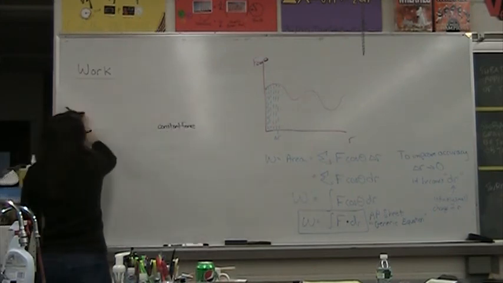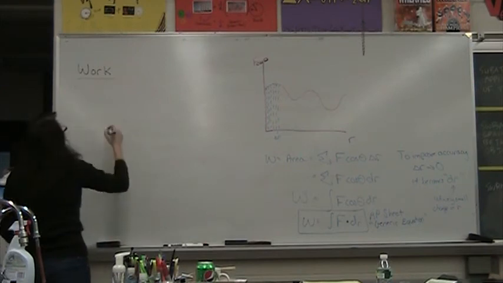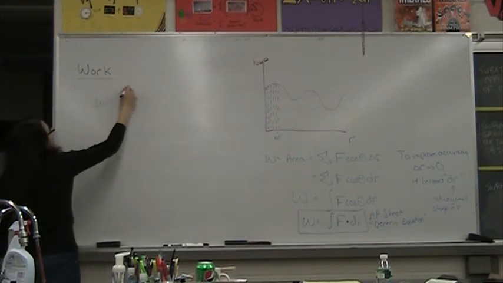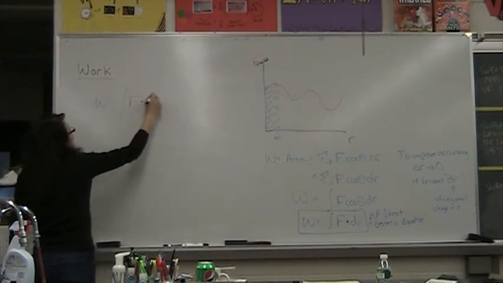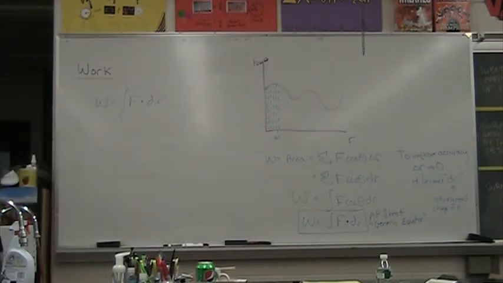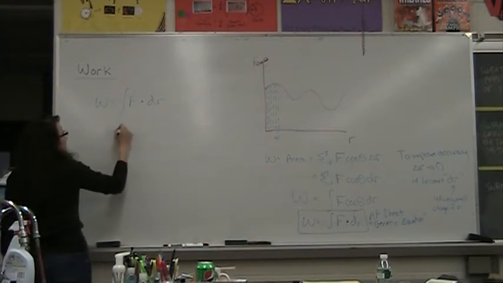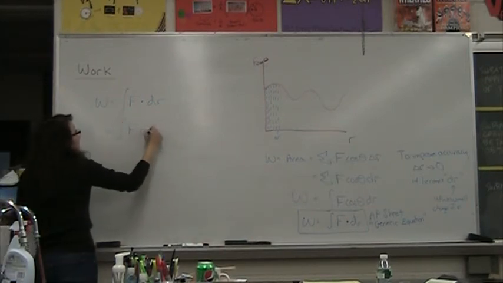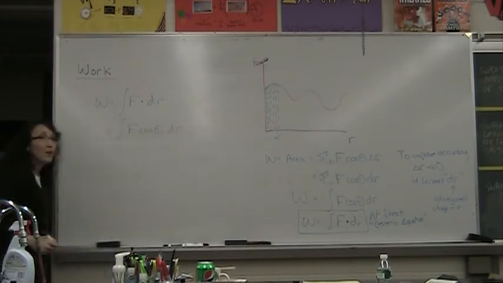Again, more often than not, if you had a problem and you started with F dot dr, the very first thing you do is get rid of the dot product, because we don't do the dot product in AP Physics, because we don't have i, j, k format. So what do we replace it with? We just get rid of it and put in the cosine theta dr.